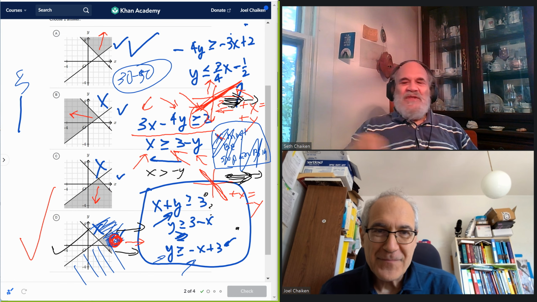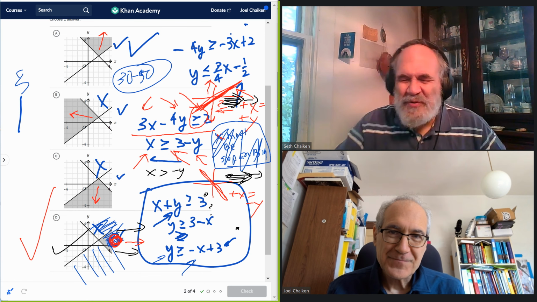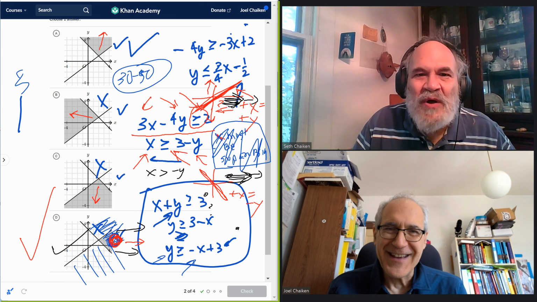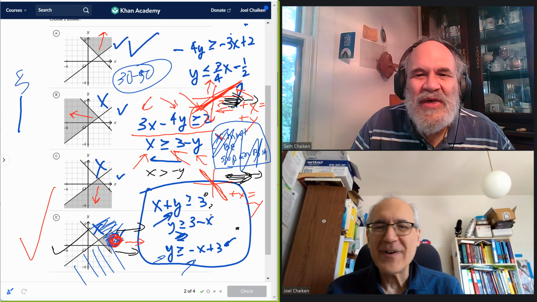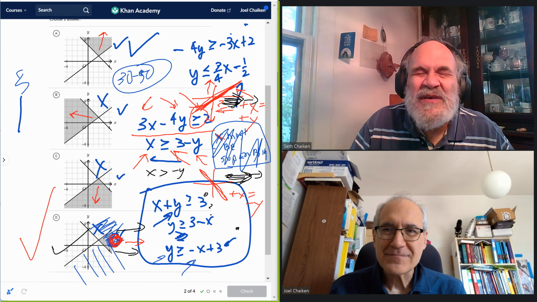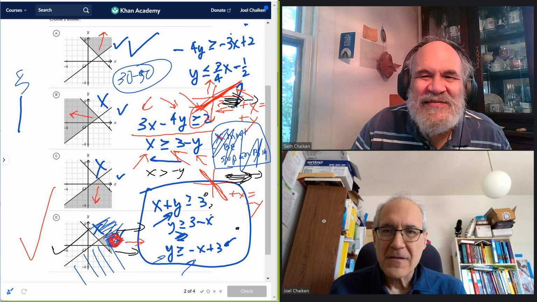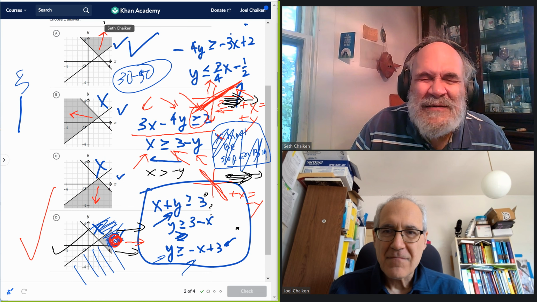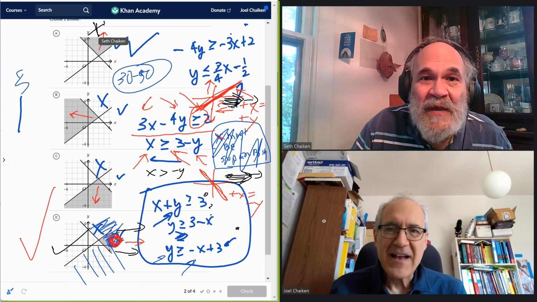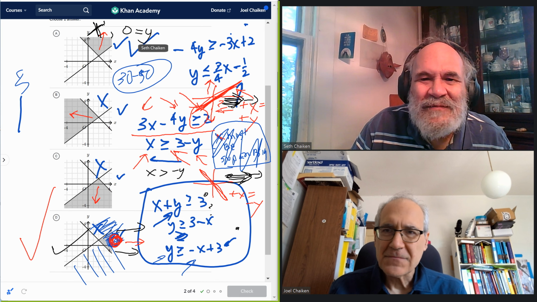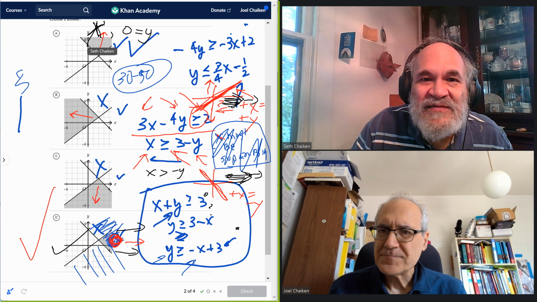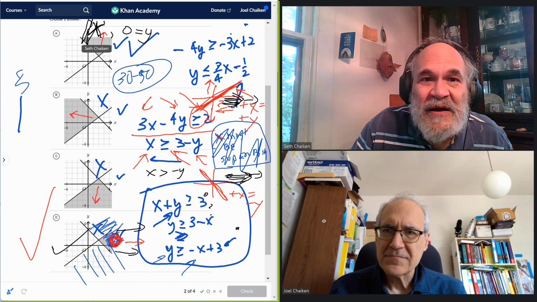Of course. Another approach is to test one point. Yes, testing one point is a valid thing. Testing one point for this one is to test a very large X, exactly, and Y equals 0. That means test the point that's up here.